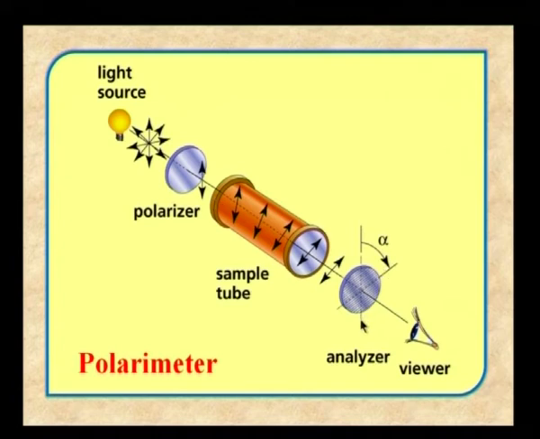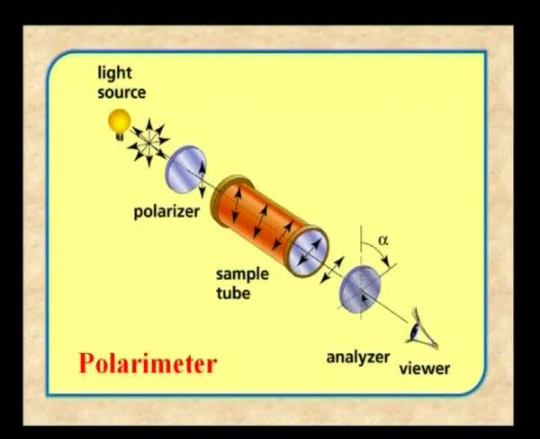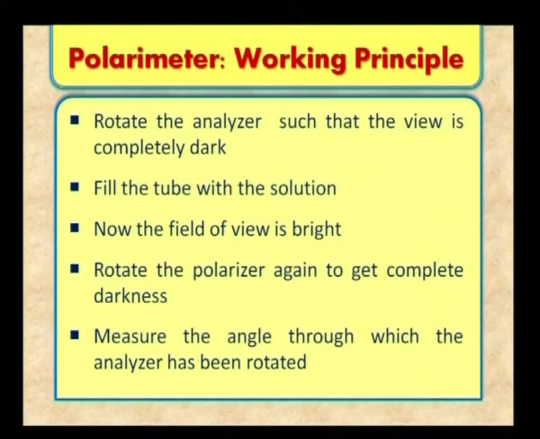And how do you measure the angle alpha? The working principle of a polarimeter: rotate the analyzer such that the view is completely dark. So, you rotate the analyzer so that in the field of view of the telescope there is complete darkness. Fill the tube with the solution. When you fill the tube with the solution, you observe that the field of view becomes bright. Previously it was completely dark, then it becomes bright.